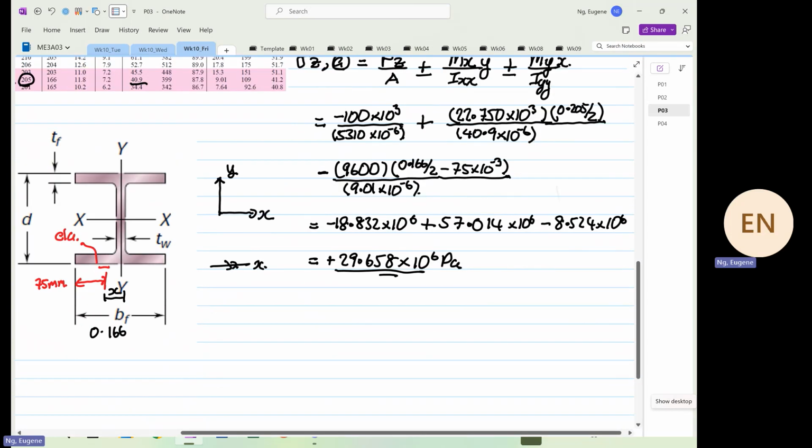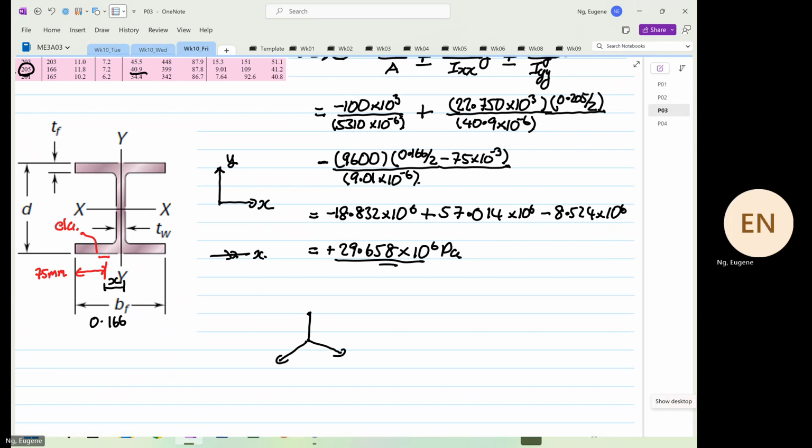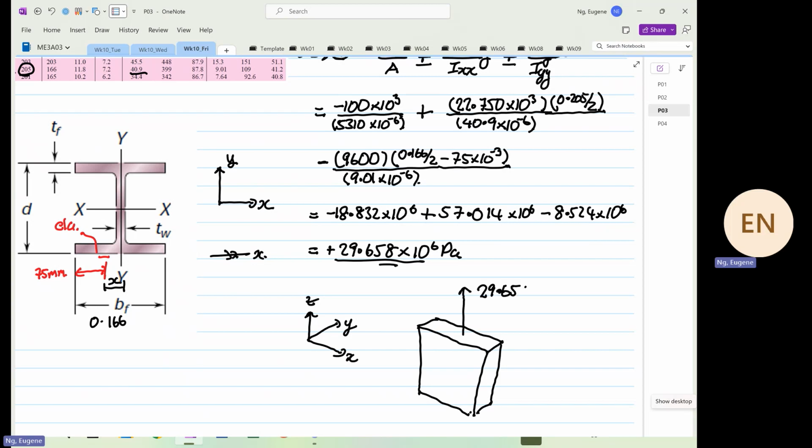29.658. So what we have done, if we focus on element A, is find that due to all the loadings, it is under tension by 29.658 times 10 to the power 6 Pascal.